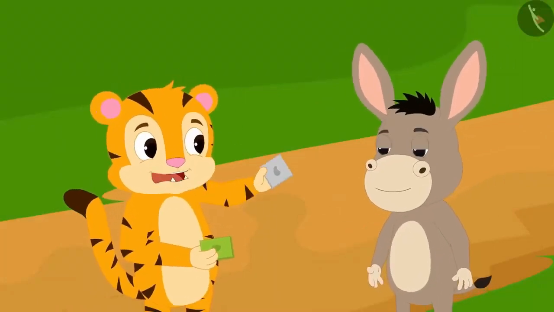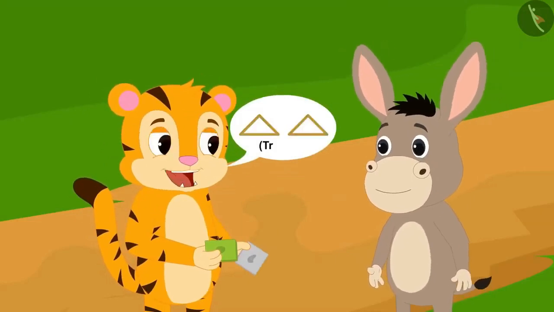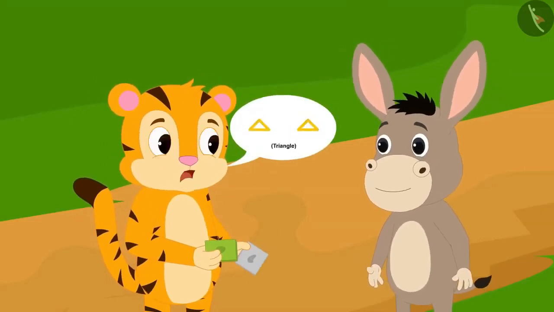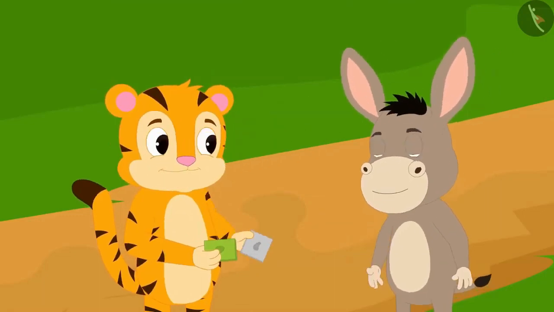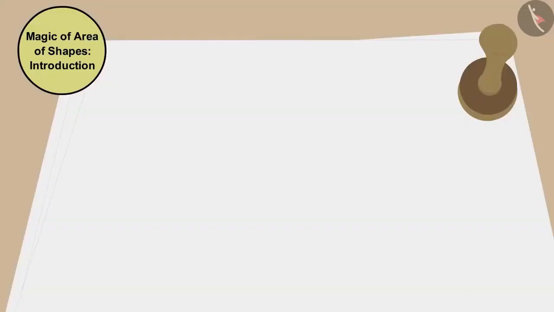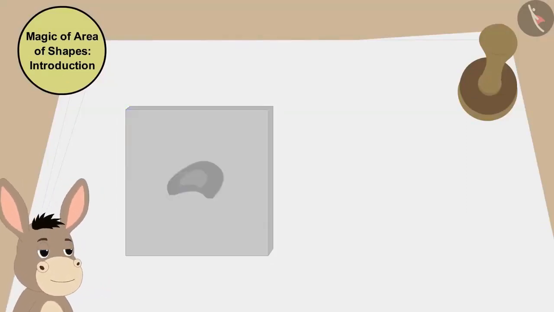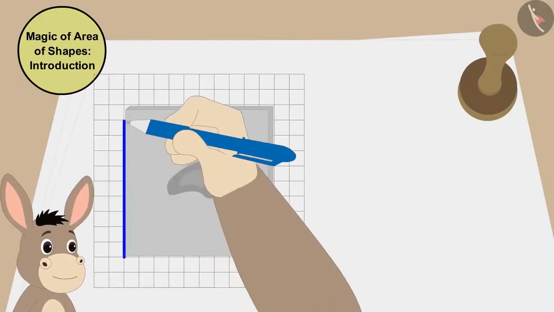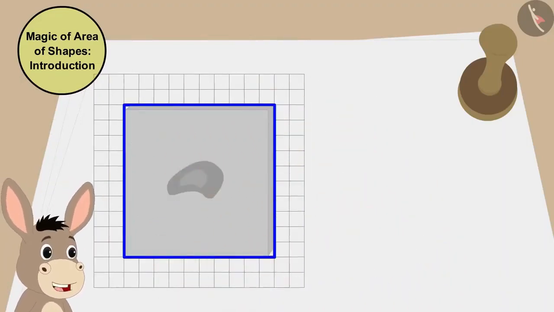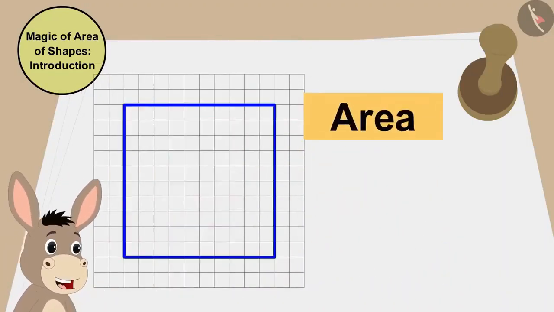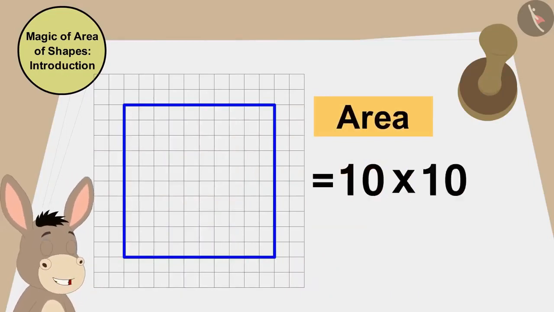Can you make this cashew barfi into 2 triangles of equal area by drawing a straight line? Sher Khan asked Bhola. Bhola first drew the outline of the cashew barfi on a grid paper like this. The area of this cashew barfi is 10 times 10.